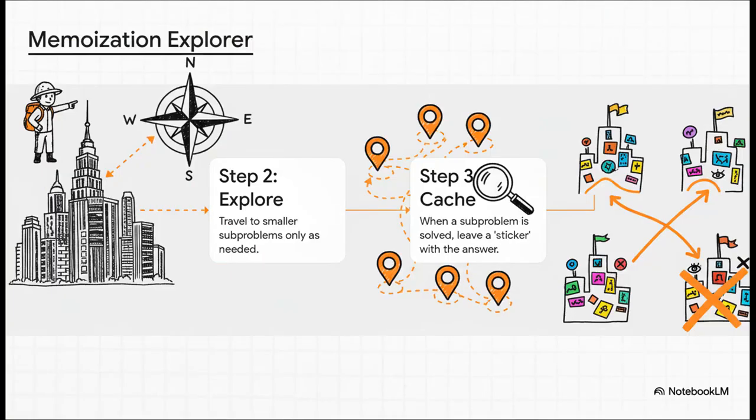So let's put on our explorer hat for a second. With memoization, you start at the big destination city. To get there, your GPS says, wait, you first have to figure out the path to this smaller city. So you go there. Once you've solved a city's path, you leave a little sticker on it with the answer. Now, if any other route tries to send you back to a city that already has a sticker, you don't do all the work again. You just read the sticker and move on. You only explore what you absolutely have to.